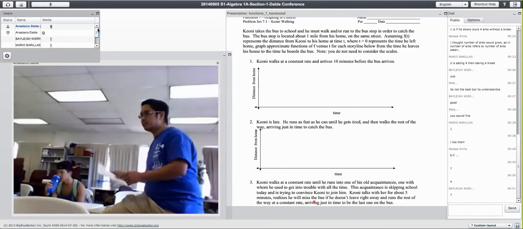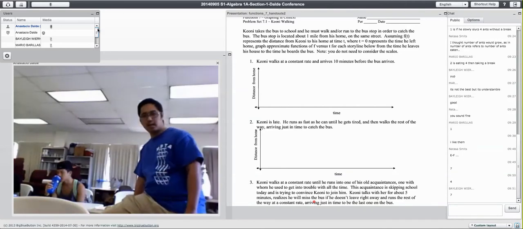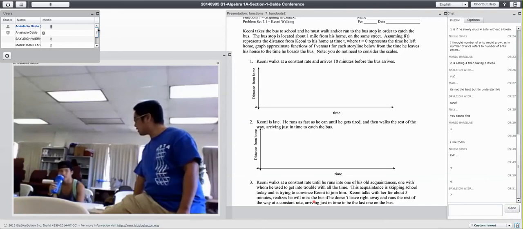All right, Sarah, I'm going to want you to walk out the first example for us. And it's: Sarah walks at a constant rate and arrives 10 minutes before the bus arrives.